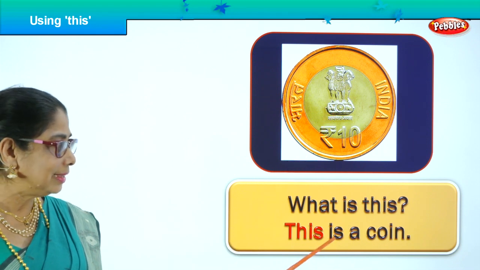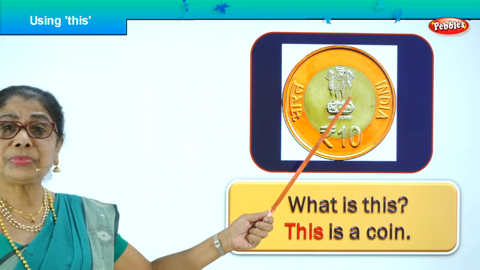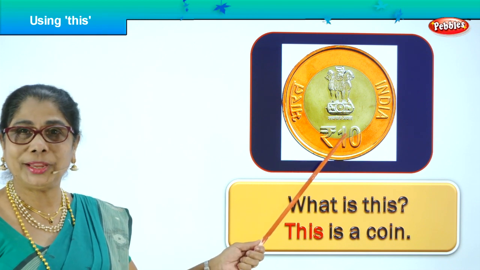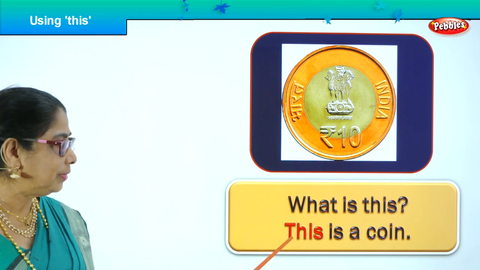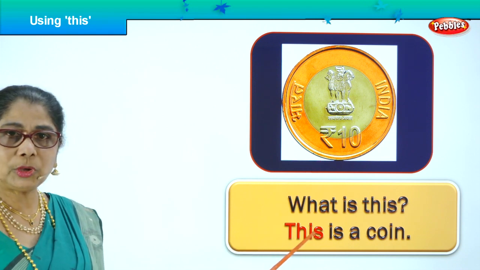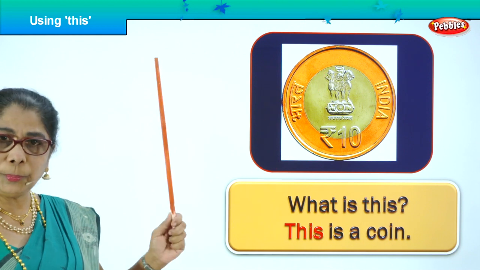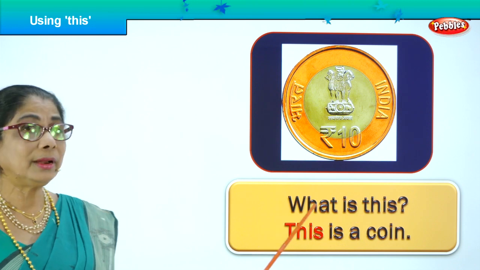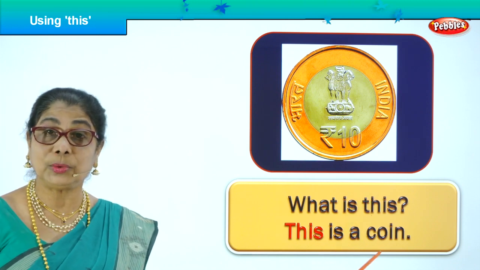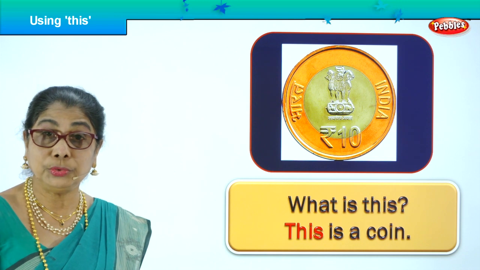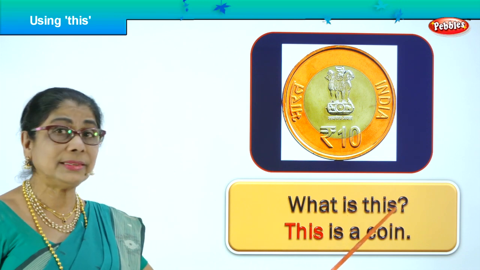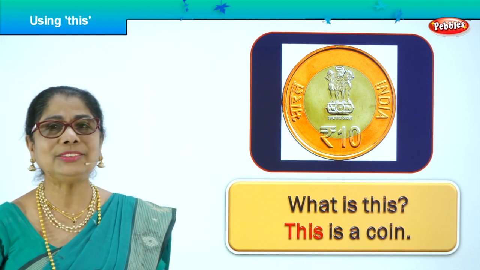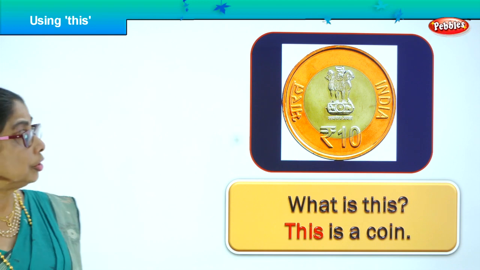The question is, what is this? This is a coin. This is a 10 rupee coin. Use of "this". The question says, what is this? So you begin the answer, this is a coin. Full stop. Reading the question and answering the question, that's what you're doing now, and the use of "this". What is this? This is a coin. Did you enjoy? Let's look at another picture.